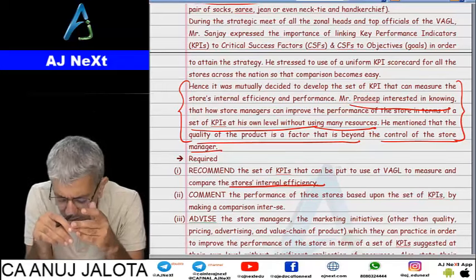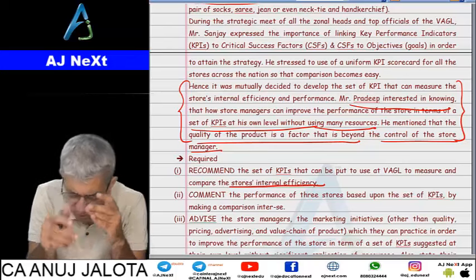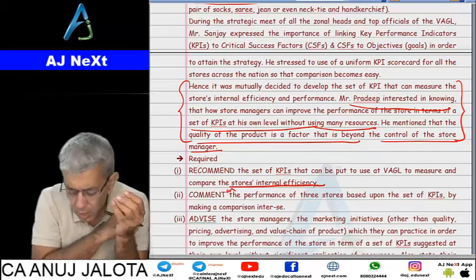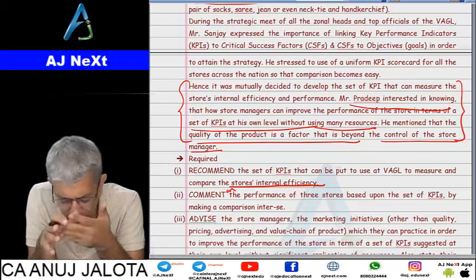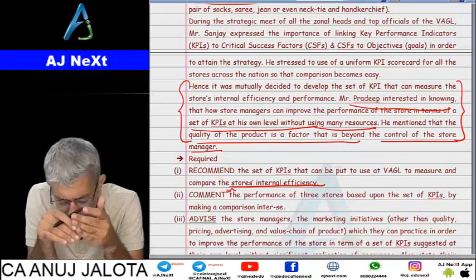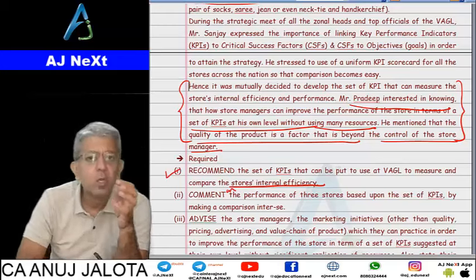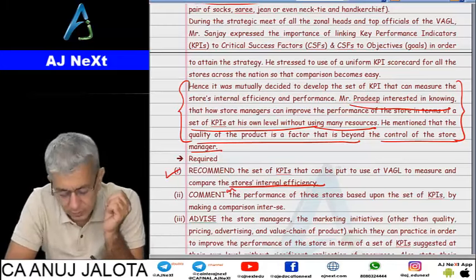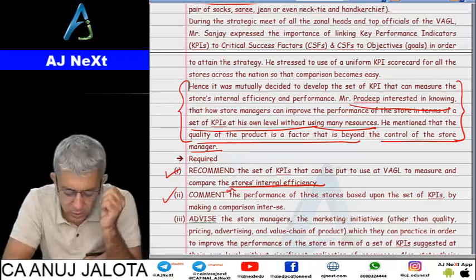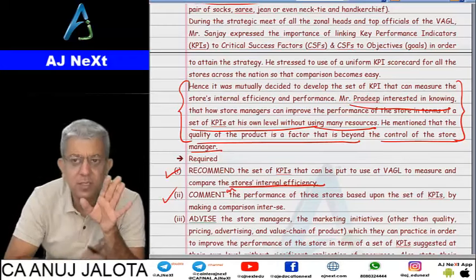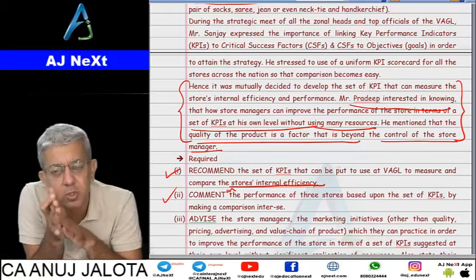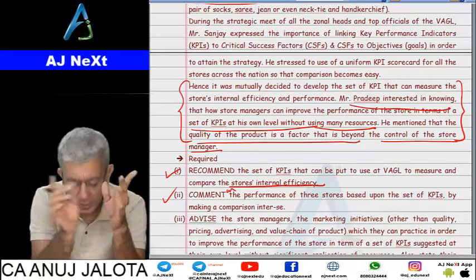Comment on the performance of the three stores based on the set of KPIs by making a comparison inter se. So once you recommend the KPIs, you have to recommend your own KPIs and then comment on that also, by making a comparison inter se, meaning first store to the second store to the third store, you compare them internally.